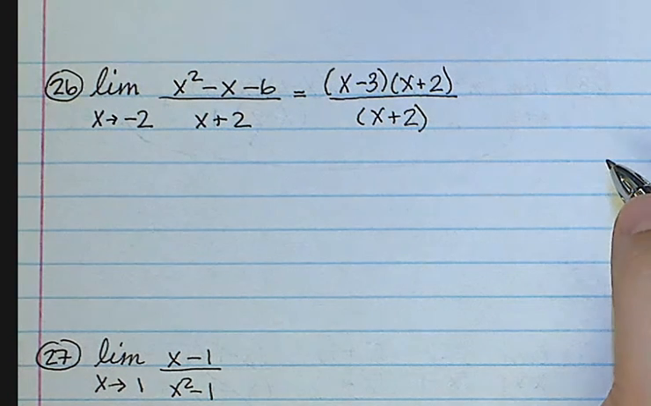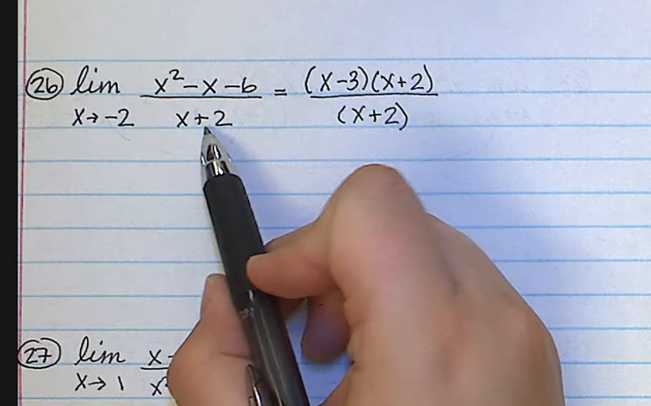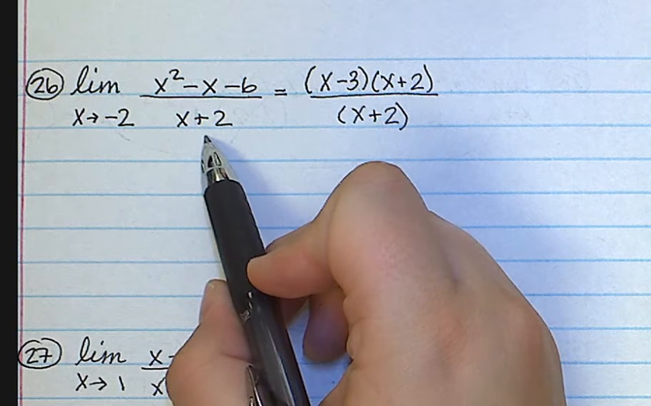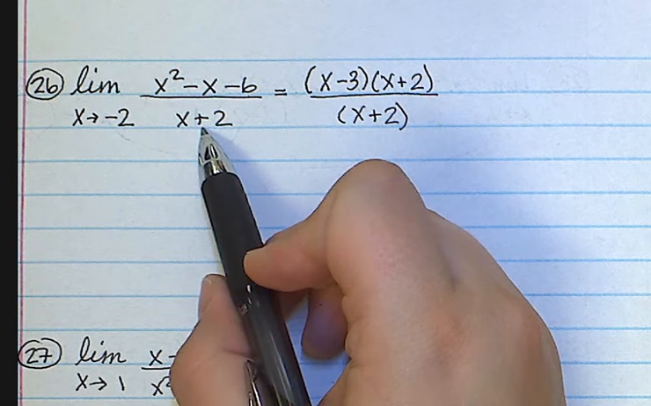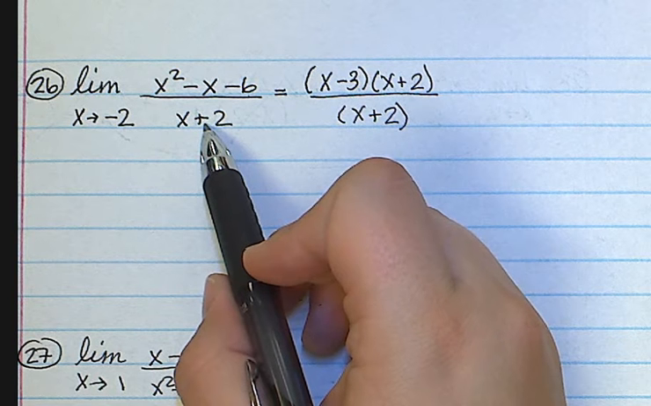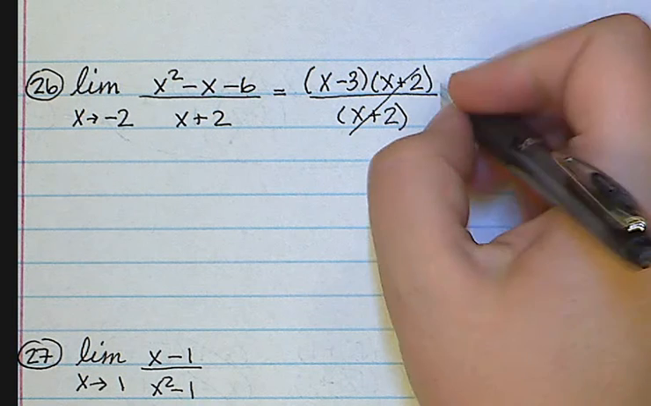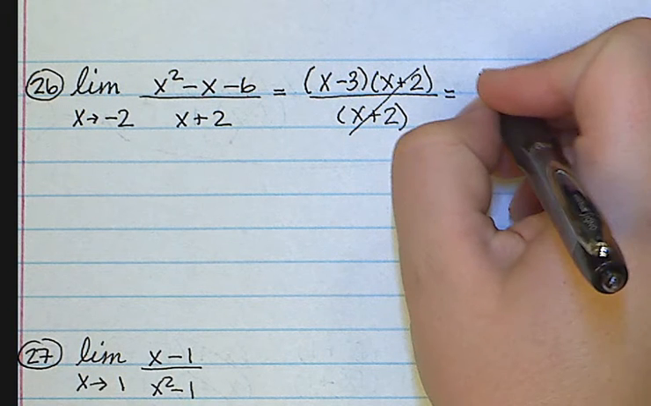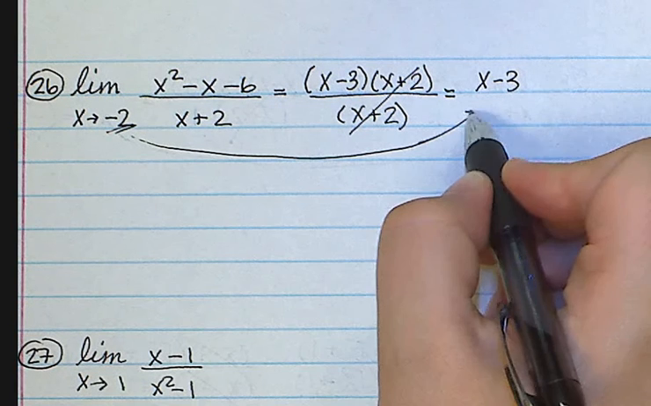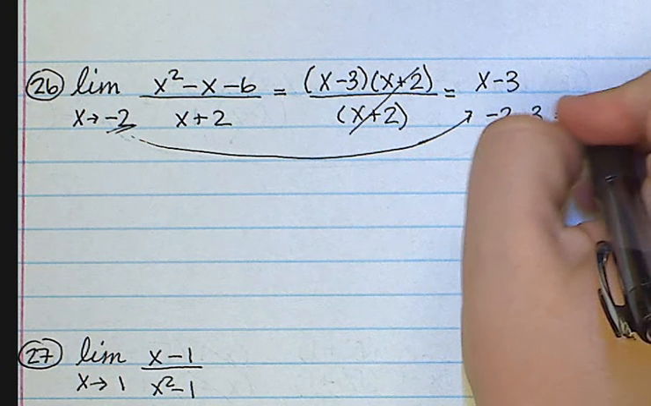And my hint on this one is, as I'm factoring, I'm guessing this denominator is going to be one of the factors. So if that helps you factor a little bit, I'm guessing this is going to be one of the factors, because that way it would cancel. And in this case it does cancel. So I have x minus 3. We wanted x to be negative 2. So I have negative 2 minus 3, or negative 5.